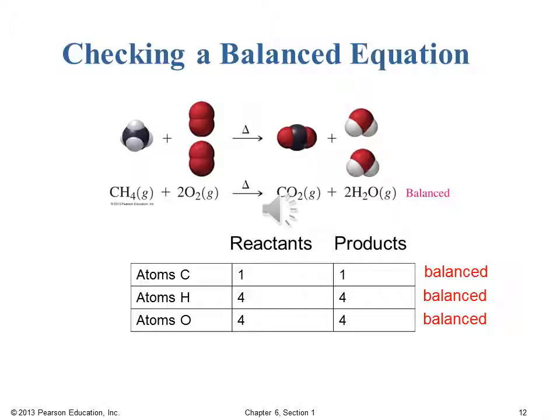And then we make one carbon dioxide molecule and two water molecules here. And we do our checking and we see that, yes, indeed, we end up with a total of one carbon atom on the reactant side and one carbon atom on the product side, four hydrogen atoms on each side, and four oxygen atoms on each side. So we did our logical check at the end and we made sure that, yes, that equation really is balanced.